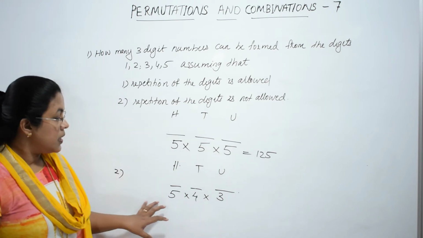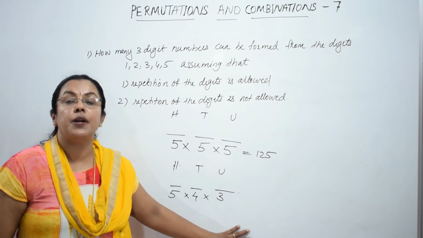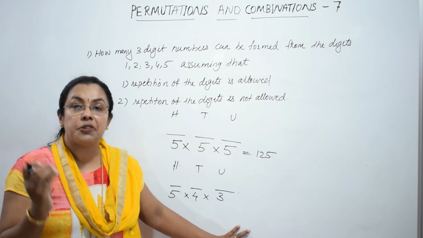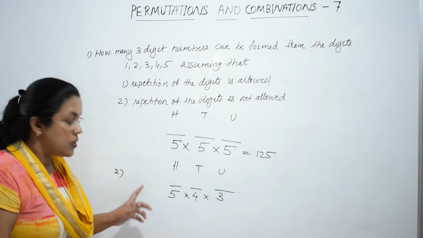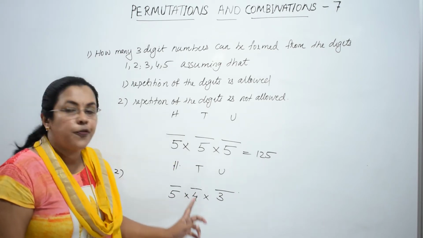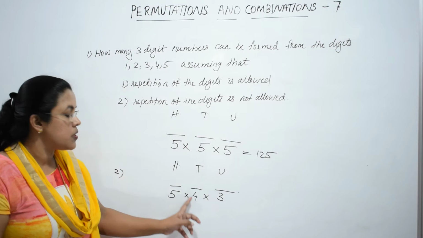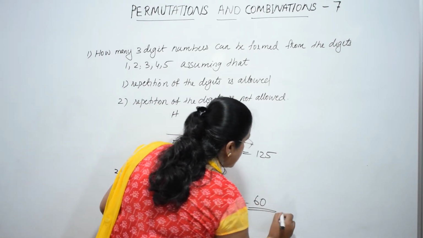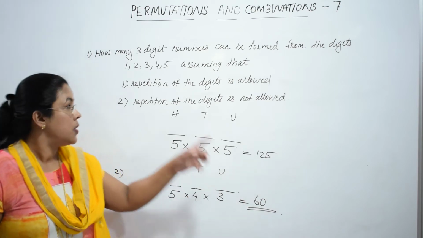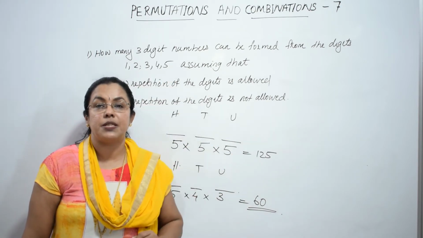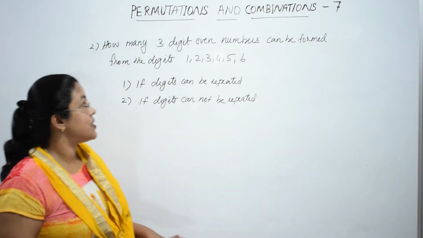Then, what is the total number of numbers possible? Total number of 3-digit numbers possible, using the fundamental principle of counting, is 5 into 4 into 3. 5 fours are 20, 20 into 3, so 60 3-digit numbers are possible using the digits 1, 2, 3, 4, 5 without repetition.